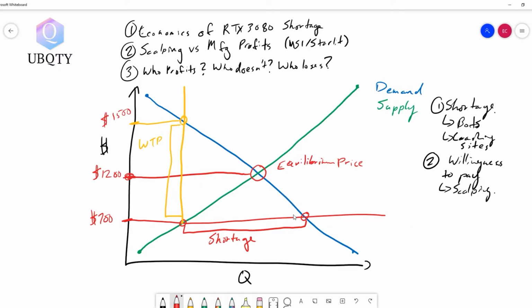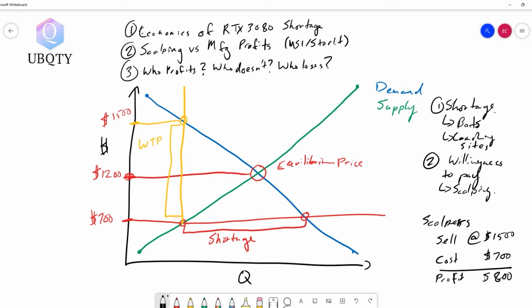So what's happening is the scalpers, if I can spell, are selling at potentially $1,500, but their cost is $700. And so their profit is $800. So this money goes entirely into the pockets of the scalpers. That is not an ideal situation.